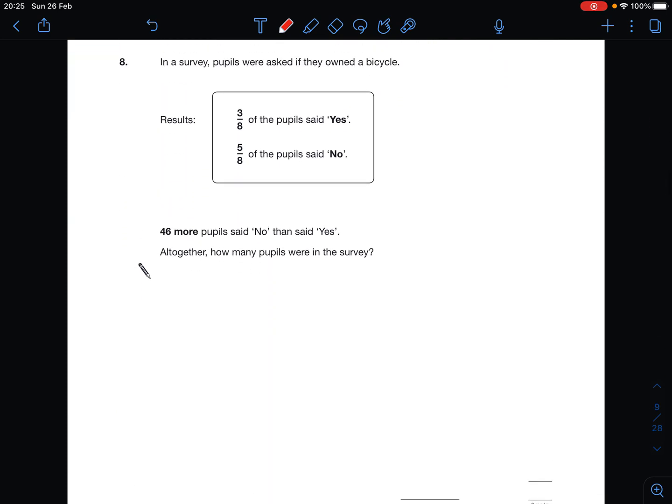Right, bit of a tricky one, this one. Pupils are asked if they own a bicycle. 3/8 said yes, 5/8 said no, and 46 more people said no than yes. So what you need to think is, how do you get from 3/8 to 5/8? That's plus 2/8. So that extra 2/8 of X, this being the total number of people, was worth 46 people, because there was an extra 2/8 and there was an extra 46.